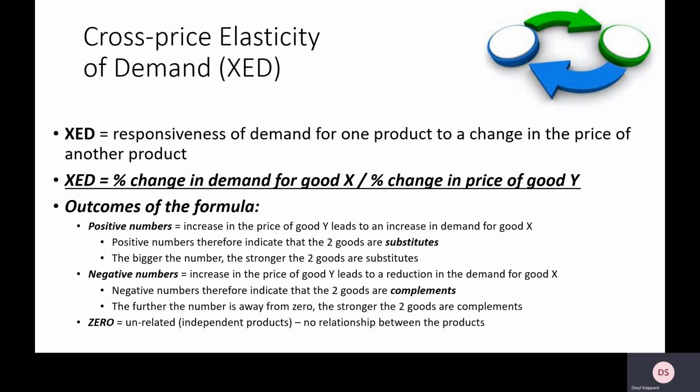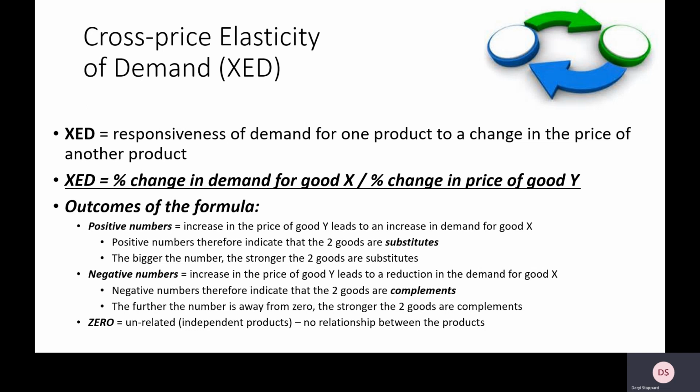Now, what we would expect to see from the formula if we're dealing with substitute products would be positive numbers. And that is because we'd expect to see a positive relationship between these 2 different products. So, for example, if you were to increase the price of McDonald's, you'd expect more people to go to Burger King instead. If you increase the price of train travel, more people might travel by buses. If you increase the price of an Xbox, more people go and buy a PlayStation instead.